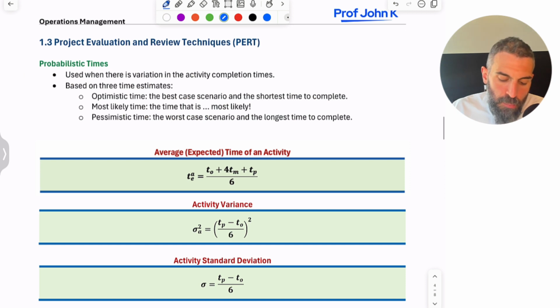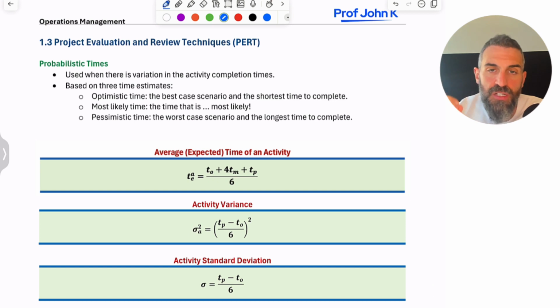The next technique is called PERT, or the Project Evaluation and Review Technique. The main difference here is that your time is not fixed. It's variable. You have what we call the optimistic time, which is your best case scenario, the fastest time you can do the activity. Most likely is the time that it usually takes. And pessimistic is the worst case scenario: if everything goes wrong, this is how long it could possibly take. So we're introducing variation, and in this part of the chapter we're going to look at how to calculate things like probabilities.